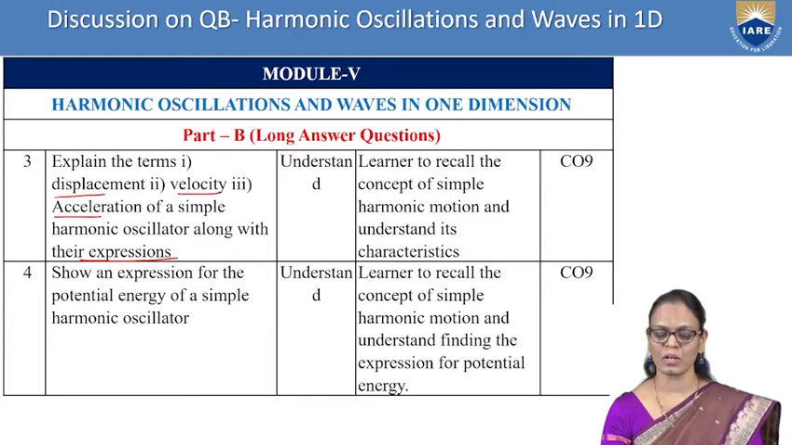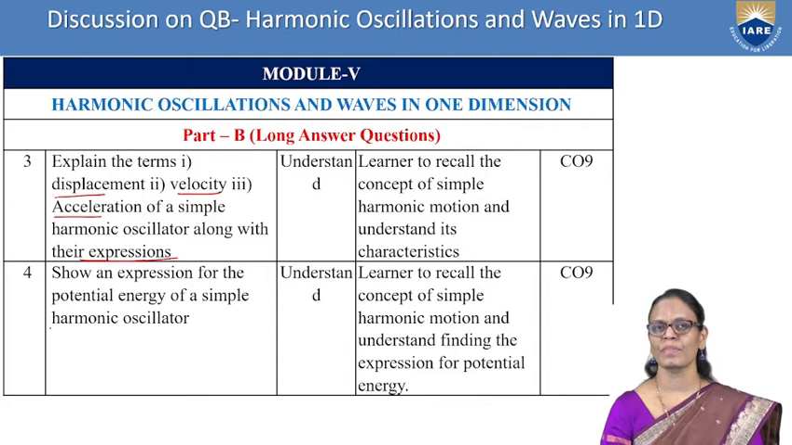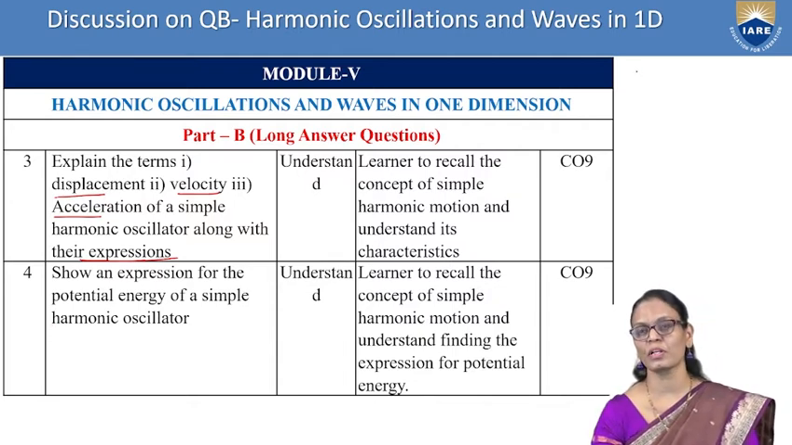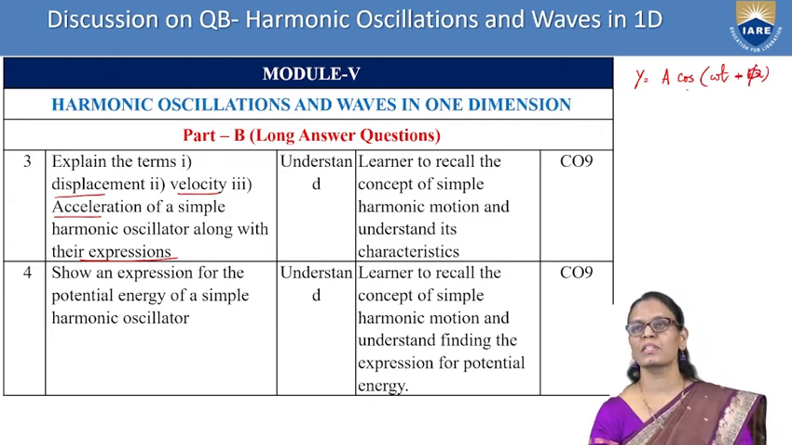Because it's a long answer question, you are having 3 subparts. Write the displacement. How do you write? Well, first you have to define. Definition will carry 1 mark and the expression will carry 1 mark. For displacement, y = a cos(ωt - k), or if I write in terms of φ, a cos(ωt + φ). So this represents the displacement of the particle.